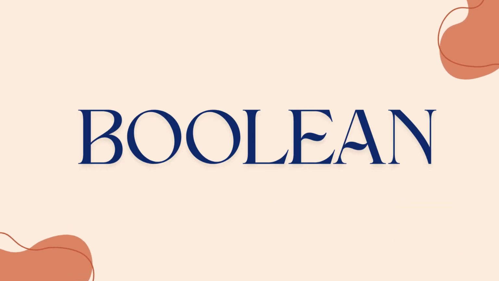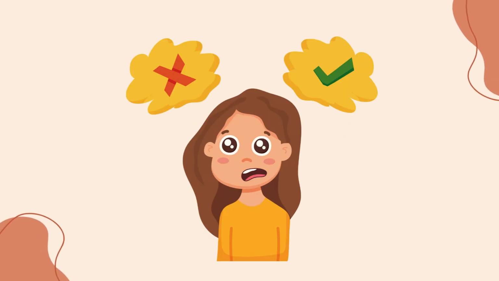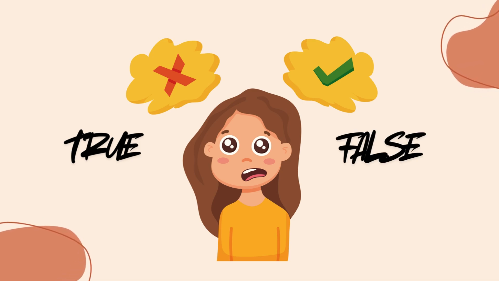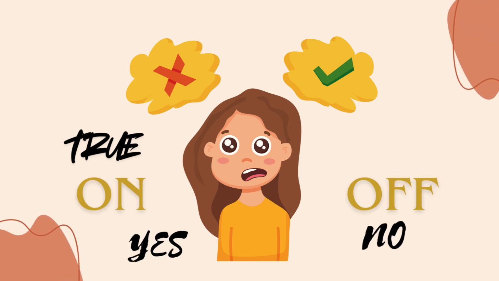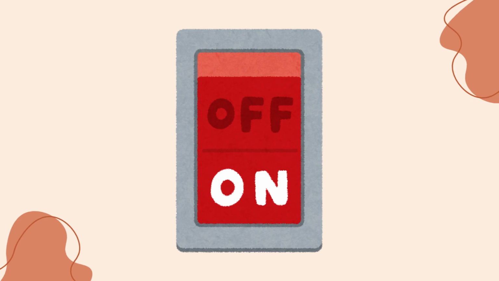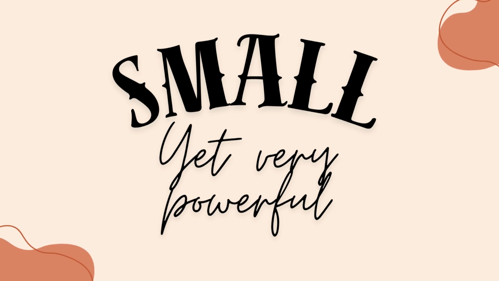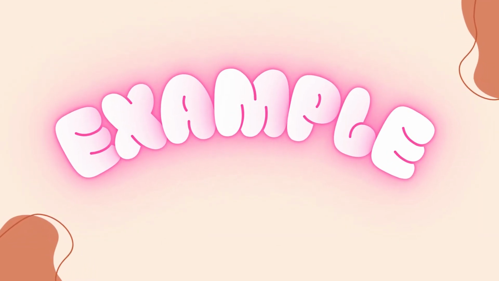The next important data type is Boolean. The booleans are the decision makers of Python. It only has two values, either true or false. Either it is on or off, or it is a yes or no. They usually come from comparison. Think of boolean like a switch, on or off. They are very small yet very powerful. Let's understand this boolean data type with an example.